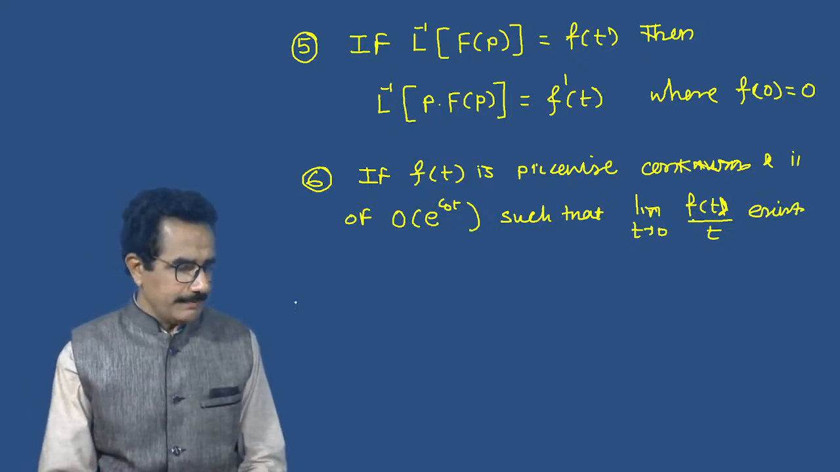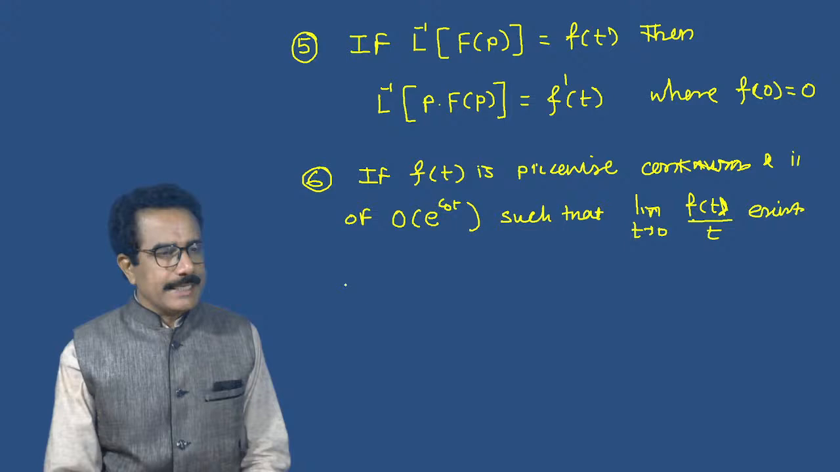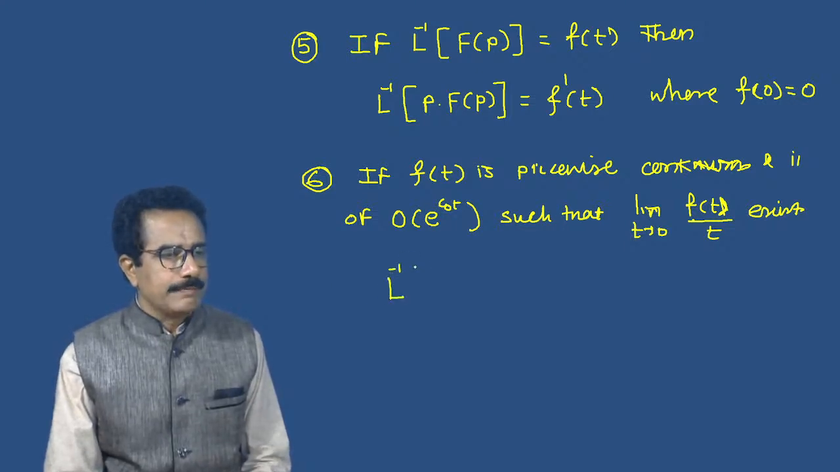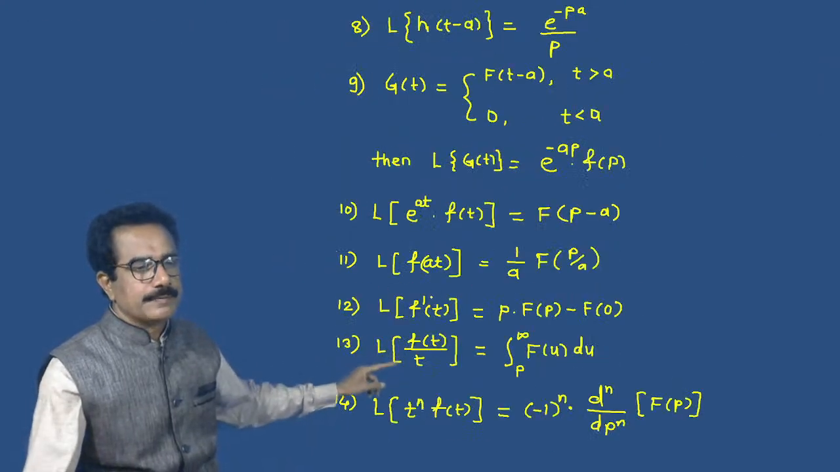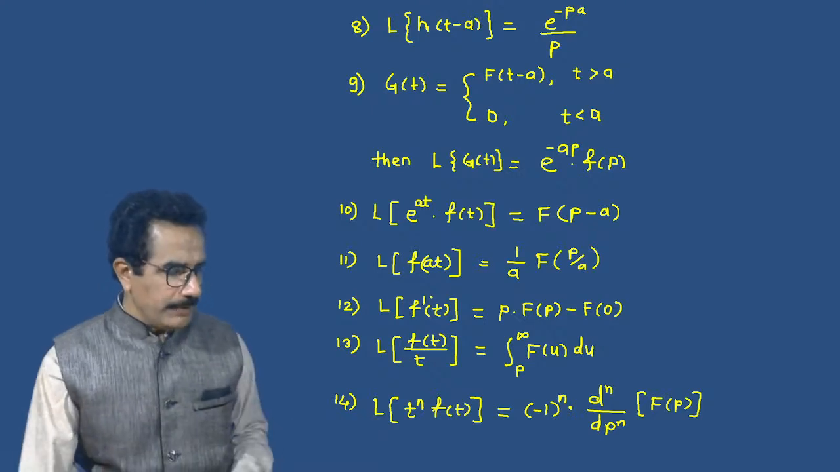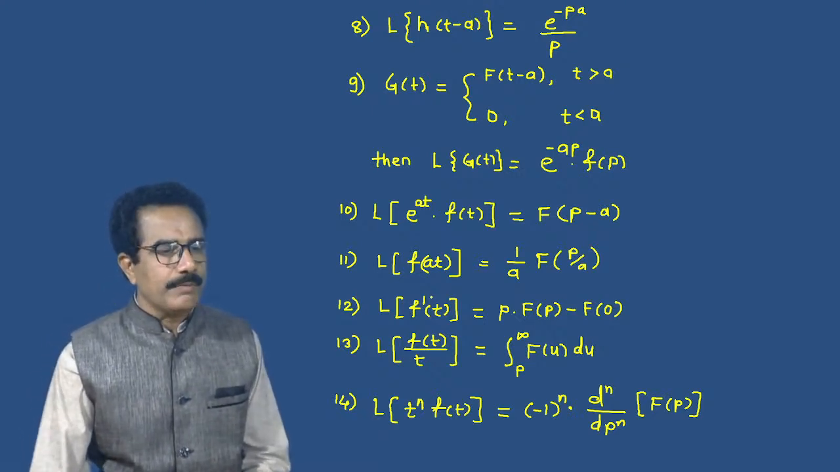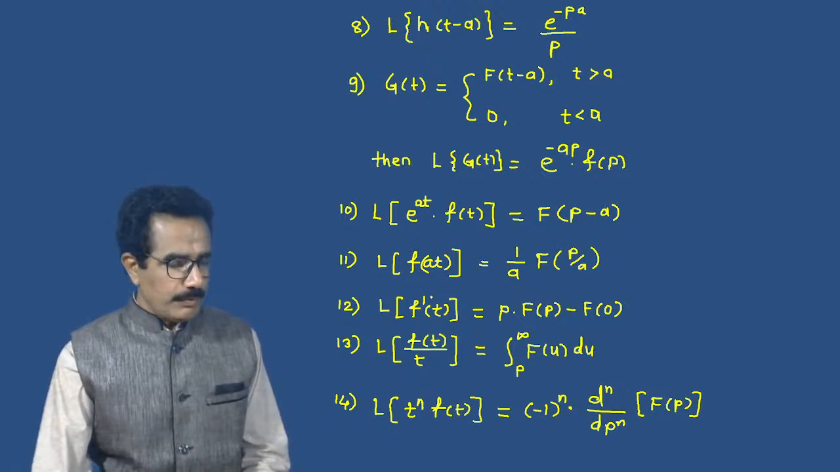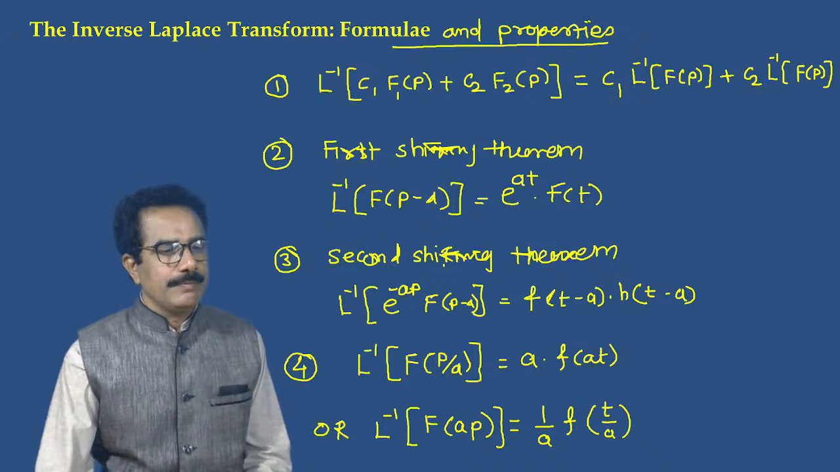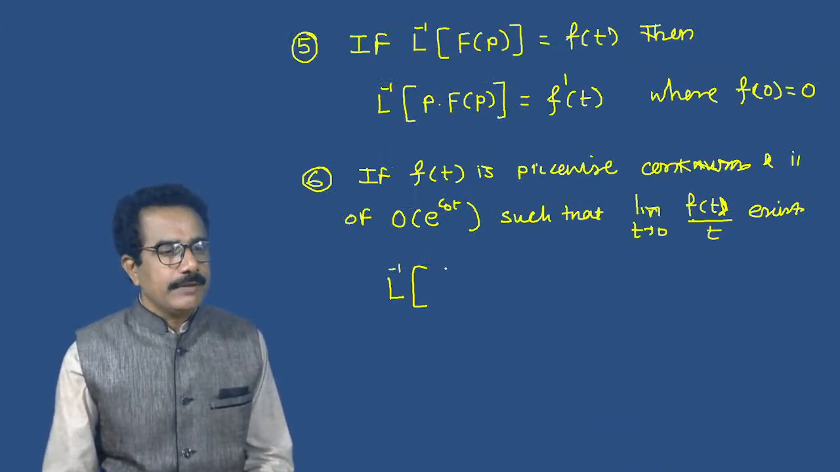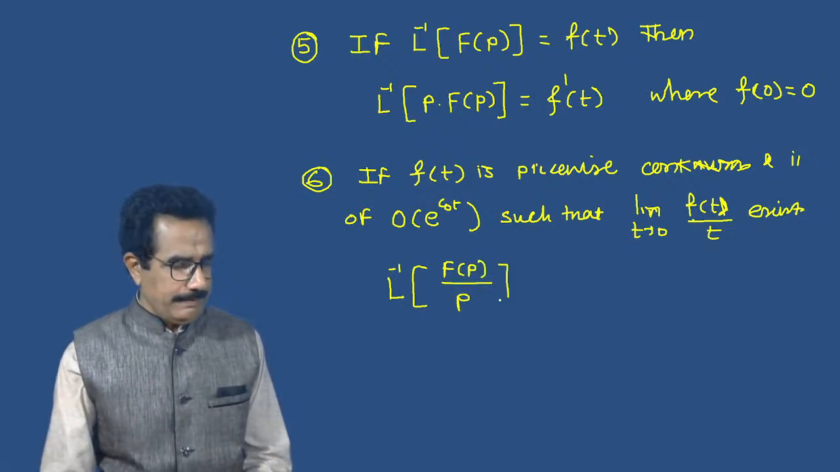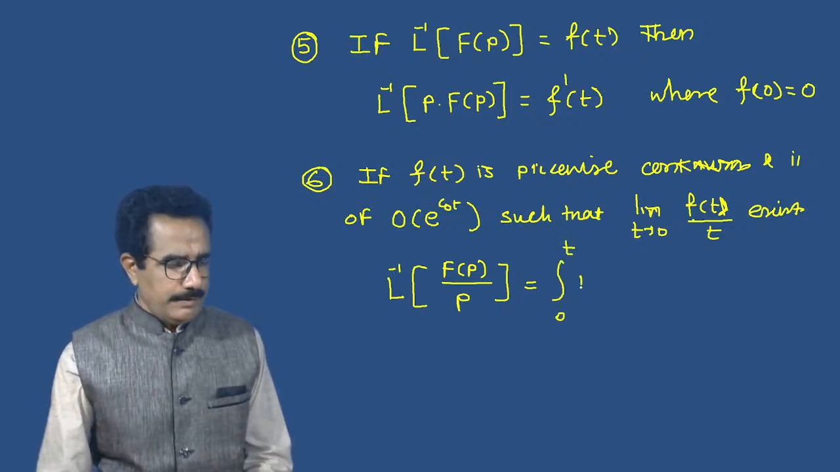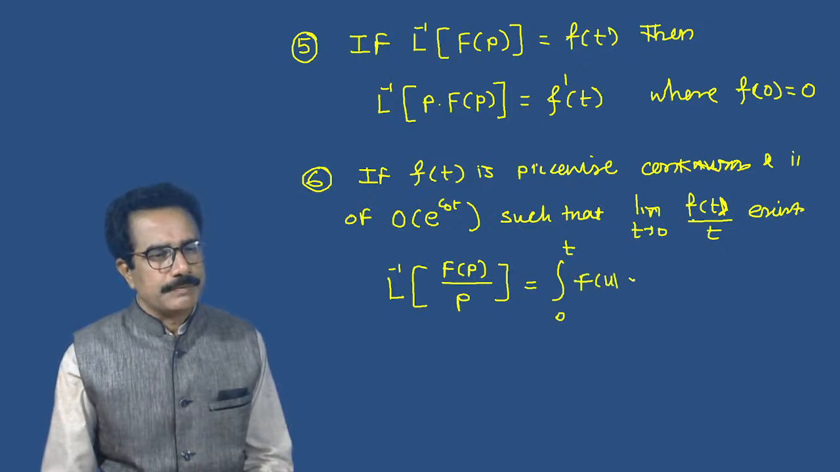Then we can write, for p greater than 0, L inverse of capital F of p divided by p equals the integral from 0 to infinity of small f of u du. Okay, so we can write this as L inverse of capital F of p divided by p equals the integral from 0 to t of small f of u du.